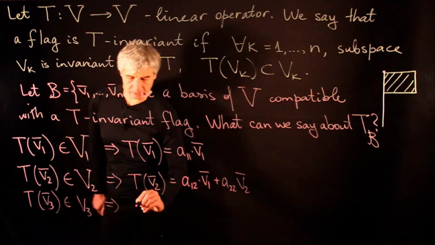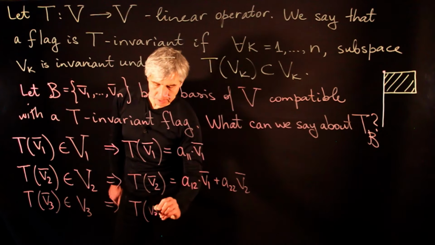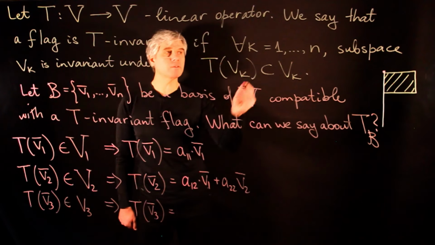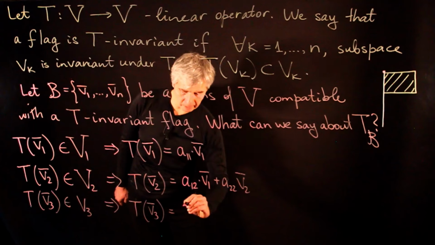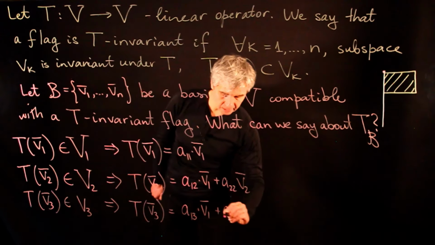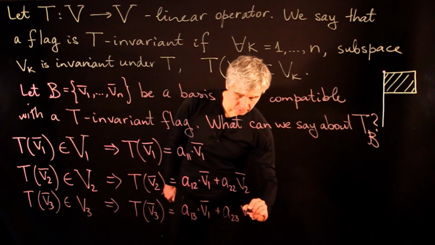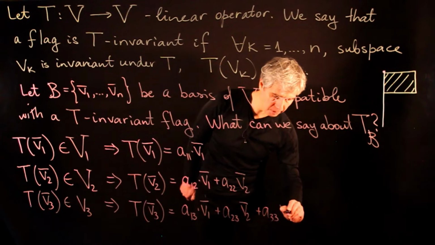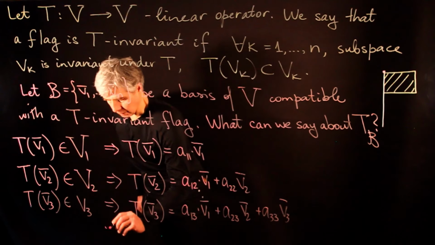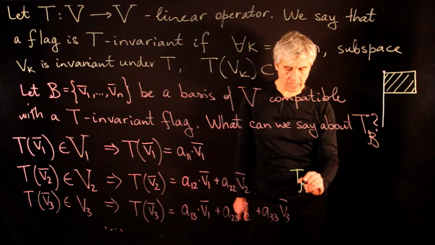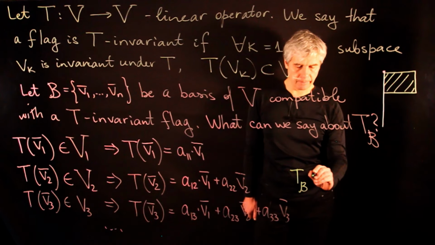And then this tells us that T of V3 may be written as a linear combination of V1, V2, and V3. So it will be A13 times V1 plus A23 times V2 plus A33 times V3, and so on. Then we get the following matrix for our linear operator in basis B.